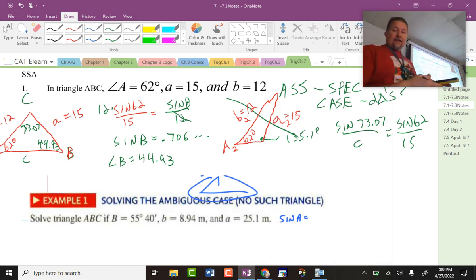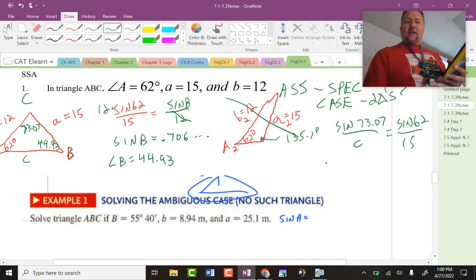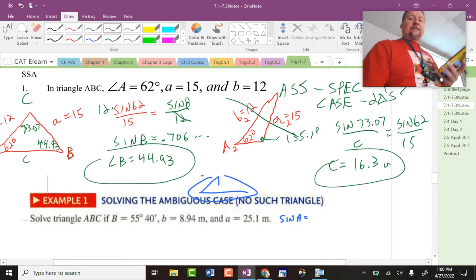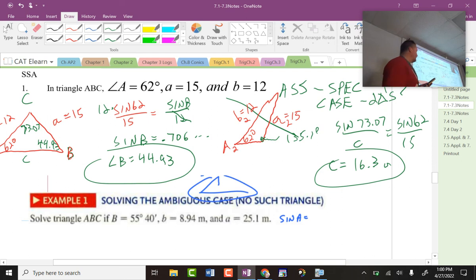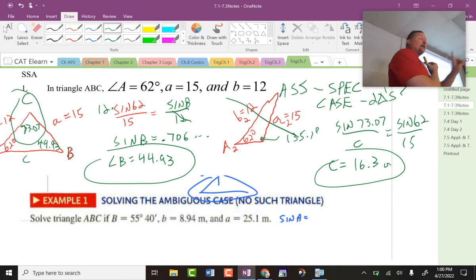So it's 15 times sine 73.07. I just press enter. Then I divide by sine 62. And then that is a side measure. So C equals, that does make sense. It's bigger than the other sides, 16.3. And then I don't have any units, so I'll just put U there. So the first triangle exists, and I just have the first triangle's information. And I found angle C up here. I just did 180 minus. So there's the three missing parts of just one triangle.